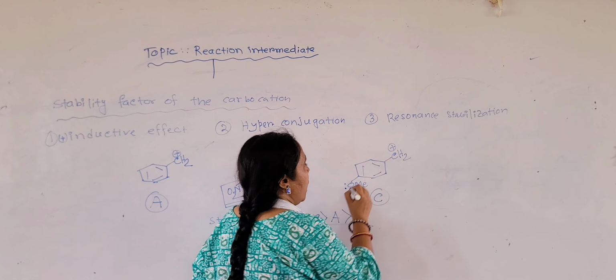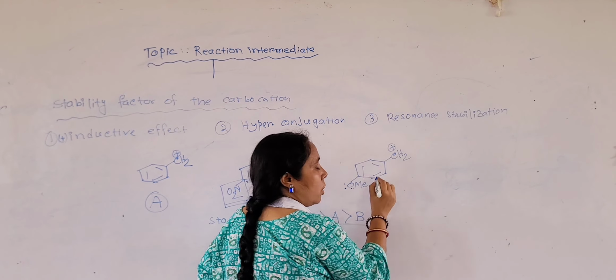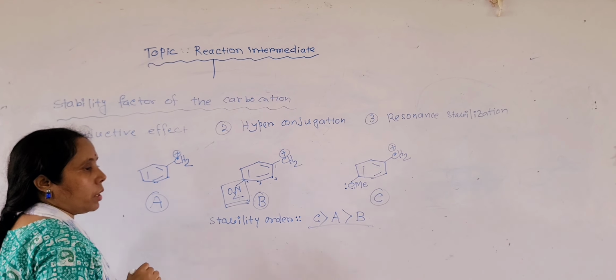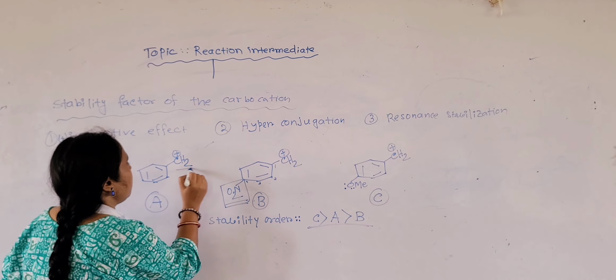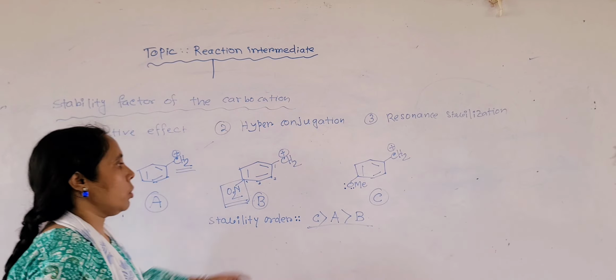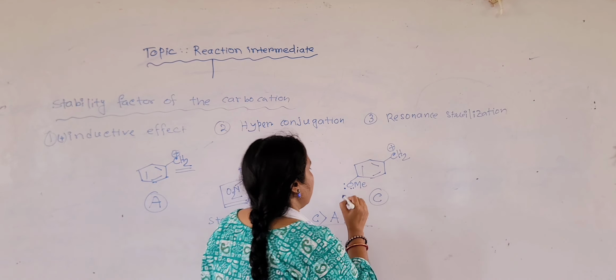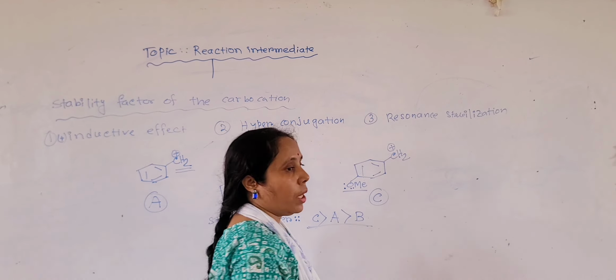That means the 3 pi bonds of the benzene ring help in stabilization of this group. So it is the same 3 pi bonds already there. Now another factor is the attached OMe group and its lone pair.